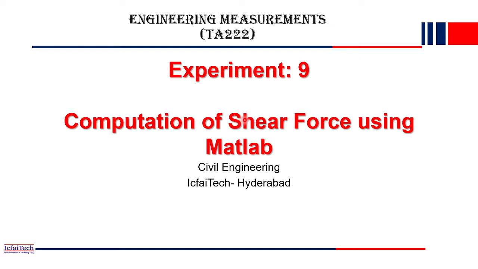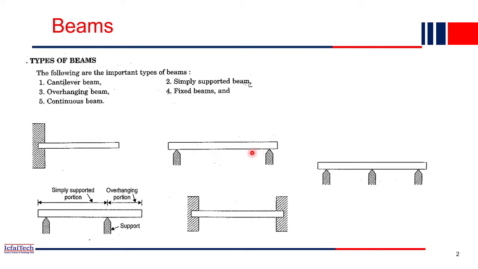So in this experiment, that is experiment 9, we will be computing the shear force using MATLAB. As I discussed in the last lecture also, these are the typical types of beams normally available in reality, like the cantilever beam. When one side of the beam is fixed and the other side is free, then we call it a cantilever beam. Then we have the simply supported beam, meaning a beam simply resting on two supports. Then we have overhanging beams like this beam you can see, and in reality also in many places you will find this type of beam. Overhanging means this portion is simply overhanging.